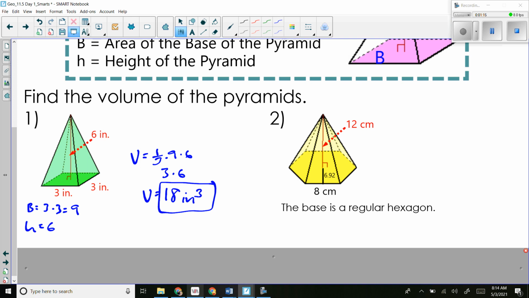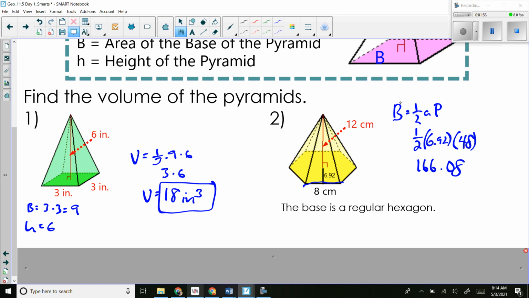Next one, number 2, it says the base is a regular hexagon. So we have to remember that when we're finding the area of a regular polygon, it's 1/2 times the apothem times the perimeter. And this is nice because it gives it to us. It gives us the apothem is 6.92. And our perimeter, well, if one side is 8 and there's 6 of them, it's a hexagon, then 6 times 8 is 48. Okay, so if we multiply this, 1/2 times 6.92 times 48, I think that gives us 166.08.